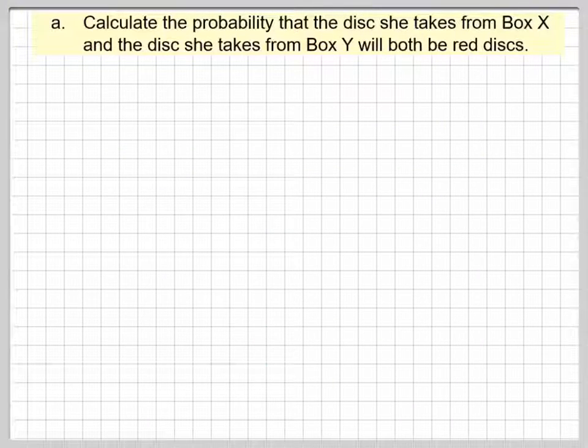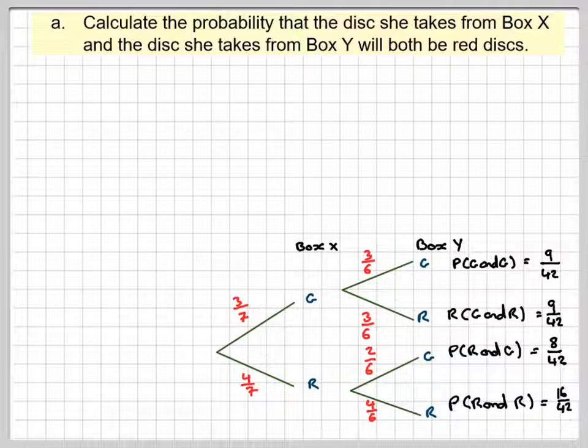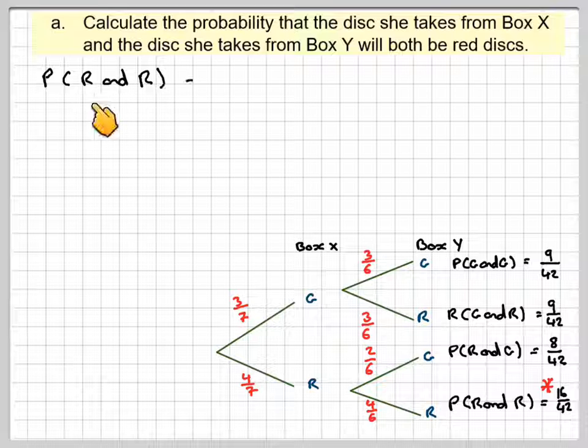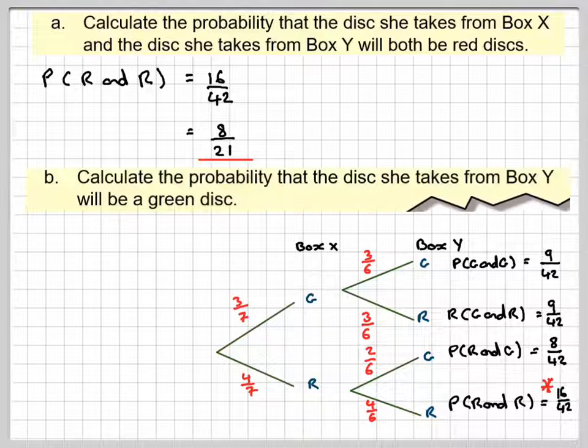Right, now we're going to answer the question. It says calculate the probability that the disc she takes from box X and the disc that she takes from box Y will both be red discs. So if we just draw the tree diagram again, the probability of a red and a red, that's what we want, is going to be 16 out of 42. Because here we get a probability of a red and a red, which is going to be 16 out of 42 from the tree diagram. That cancels down to 8 out of 21.